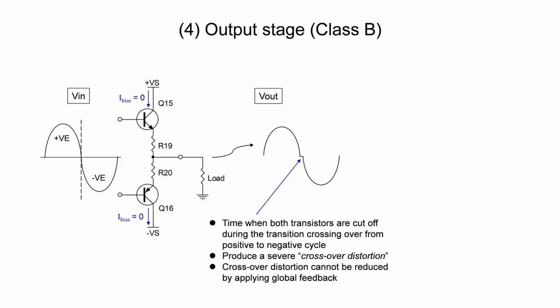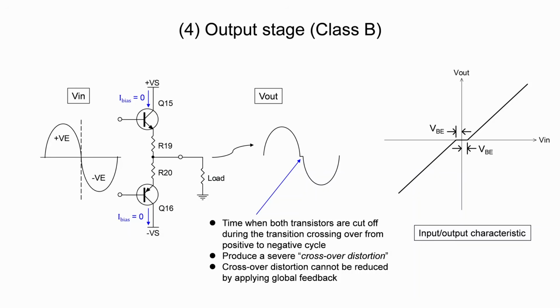Since the crossover distortion is caused by the output transistors in cutoff mode, the distortion cannot be reduced by applying global feedback. No matter how much feedback is applied, crossover distortion remains the same. The input-output characteristic of the Class B output stage can be expressed in this graph. It is clear that in the positive and negative cycles, when the amplitude of the input signal is less than the base to emitter voltage of the transistor, no output signal is produced.